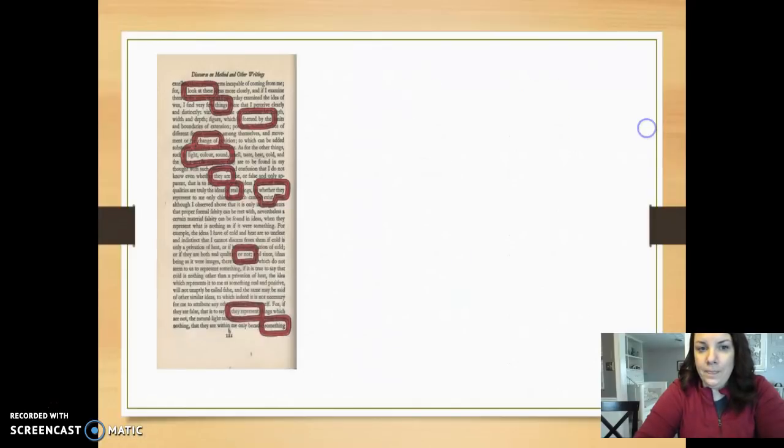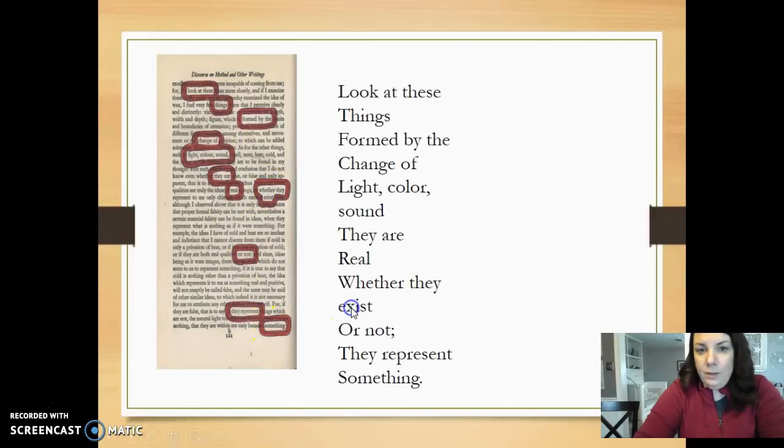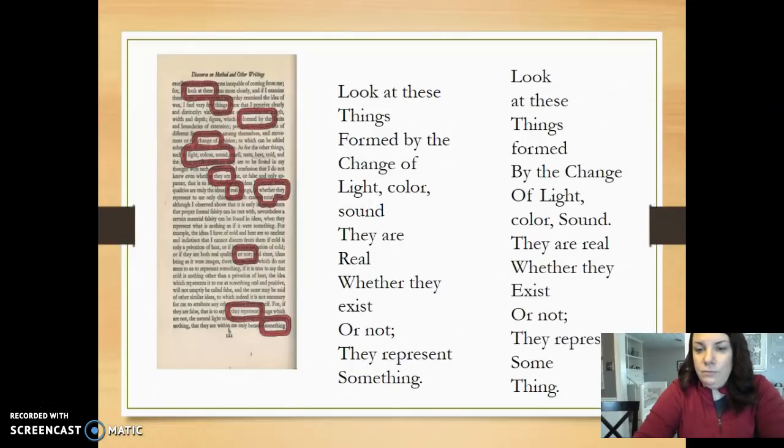Here's another example. Here's a page from a book, and they went through and they go down and create a poem. Look at these things formed by the change of light, color, sound. They are real whether they exist or not. They represent something. So you can really have fun with this.